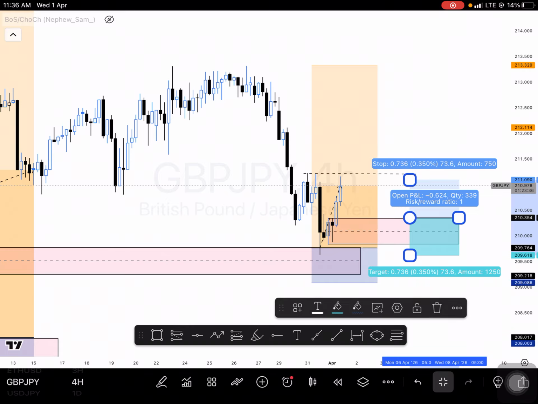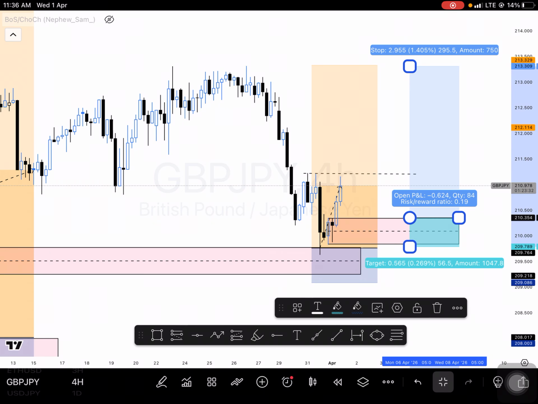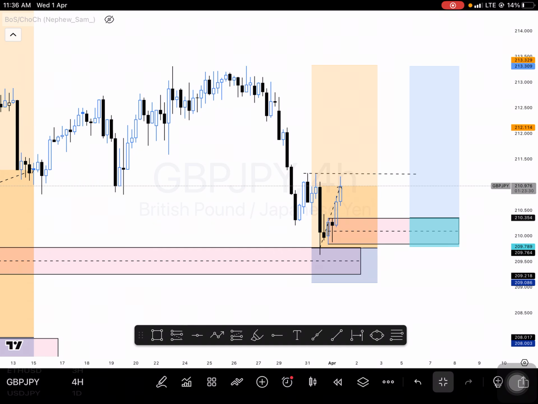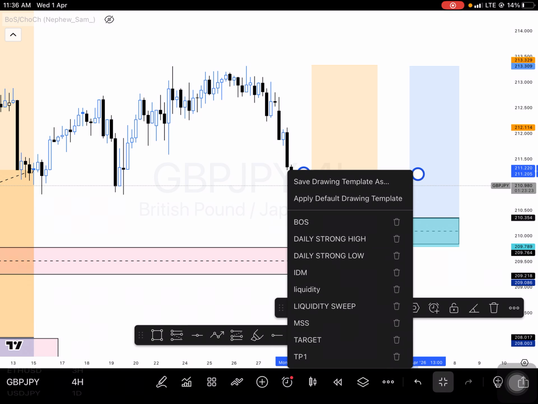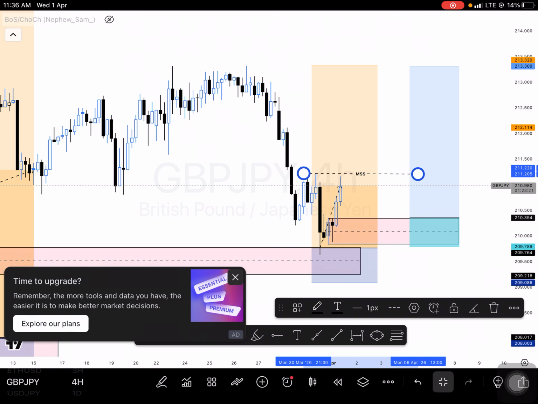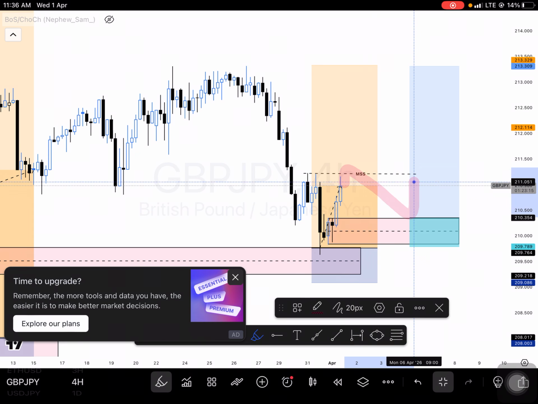So if you are here and you want to trade GBPJPY, I think this is the trade setup I'm seeing. You just wait for market to break this to the upside. You let market break this to the upside, then you take the continuation. After price breaks this to the upside, you wait for a retest, then you take this.